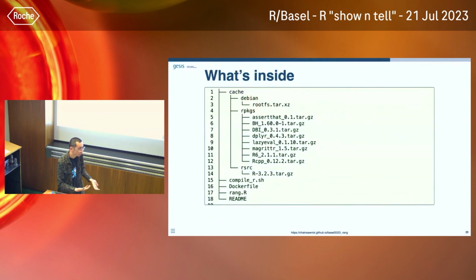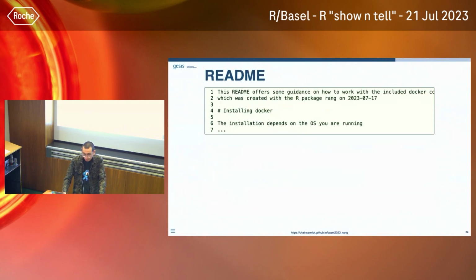So what will be inside that directory? It will have the root file system of Debian, and it will also download all the source packages of those R packages that you will use, as well as the R source. So it will just compile R and then install all the R packages in the Debian environment, and it also has the Dockerfile as well as the README file. In the README file, it will tell you how to use this directory. If you are not so familiar with Docker, it will guide you through how to install Docker, how to regenerate the image and things like that.